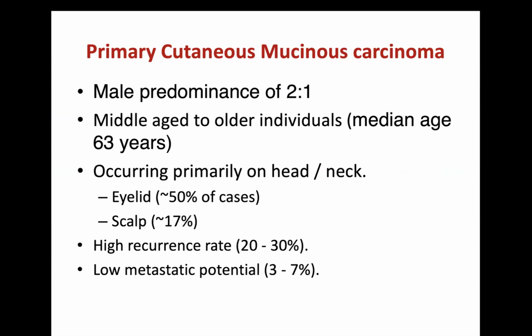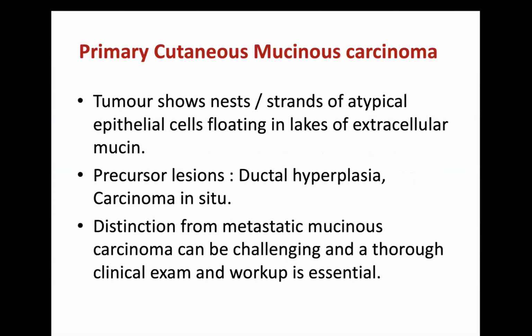It shows a male predominance and is seen in middle-aged to older people. Most lesions are in the head and neck, eyelid, and periorbital region; the scalp accounts for 17%. There is a high recurrence, so the patient should be on follow-up. However, it has a very low metastatic potential. Histomorphology shows tumor cells floating in islands of mucin.